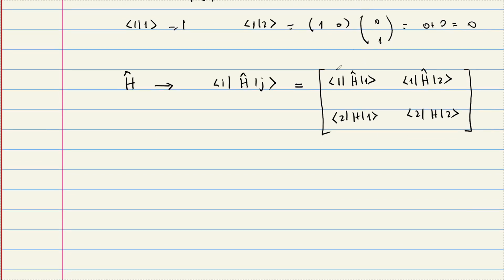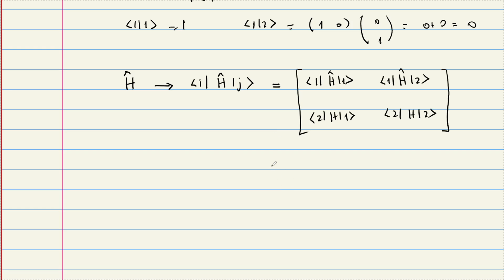But you can see it is a little bit ugly to write it like this. Let's just define some labels. Let me call this one epsilon 1. Let me call this one H12. These are just numbers. H21, epsilon 2.